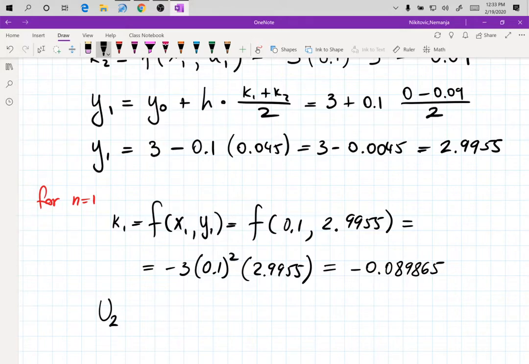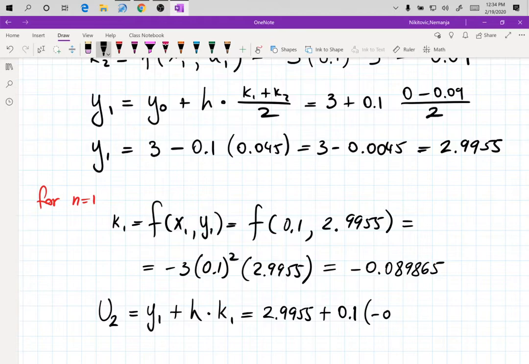U2 is going to be y1 plus step size h times k1. y1 was 2.9955 plus step size h of 0.1 times k1, which was negative 0.089865.